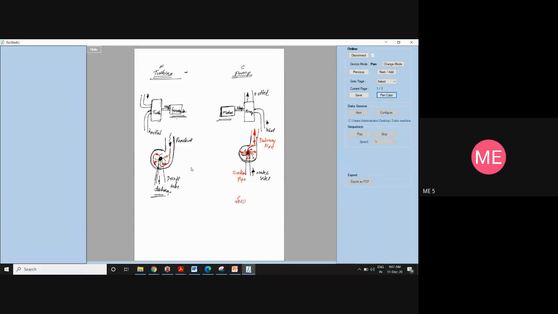This is smaller in size, if you want to talk about size. And this is a power generating machine. This is a power consuming machine. And this is called an inward flow system.